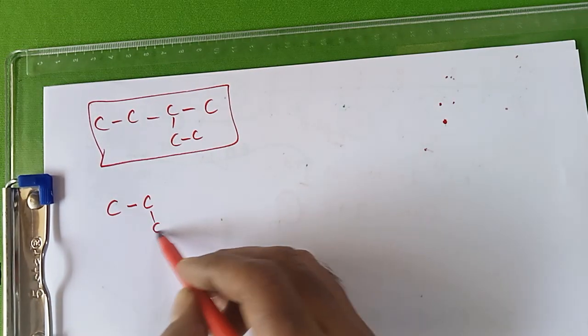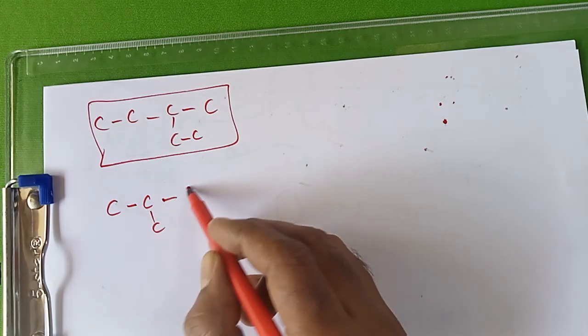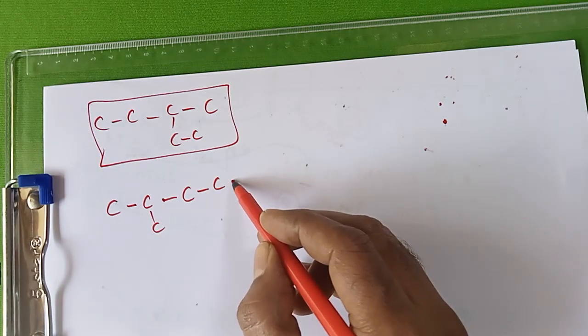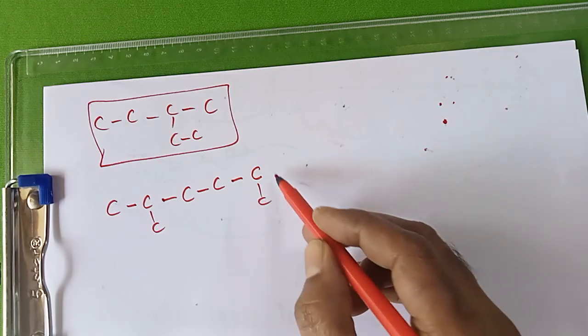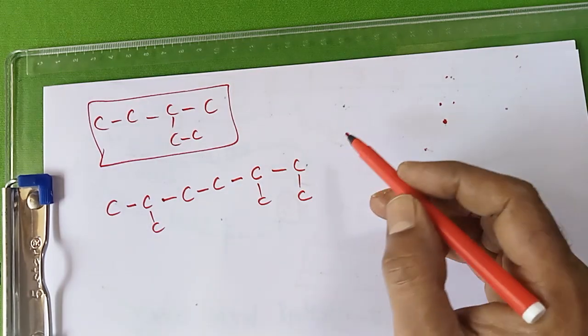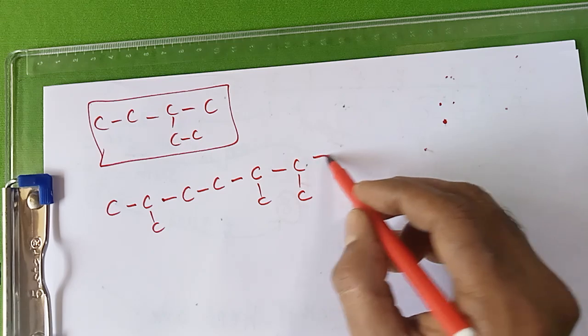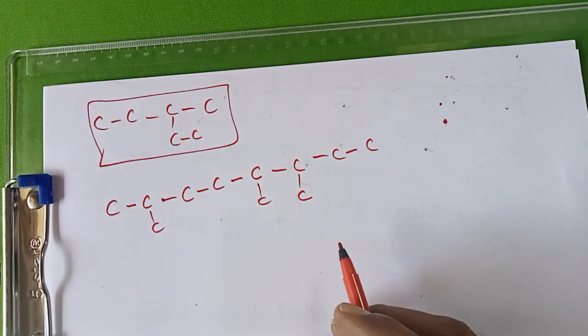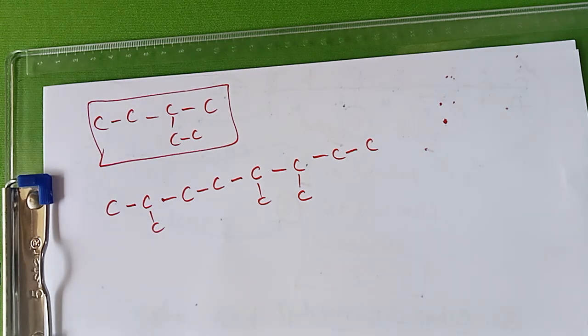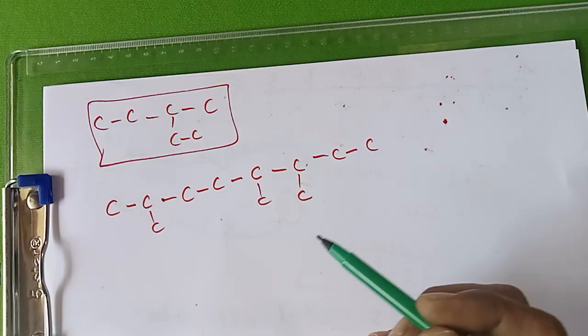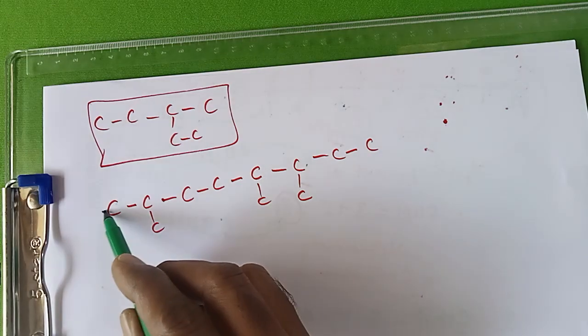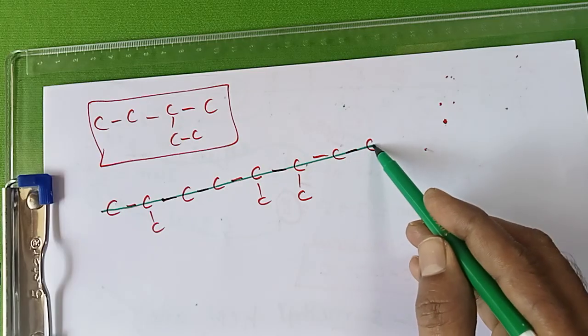Next what here? C. Again C. Now this is the C and C. Again C and C. In this one, this is also very clear. This is the longest chain.